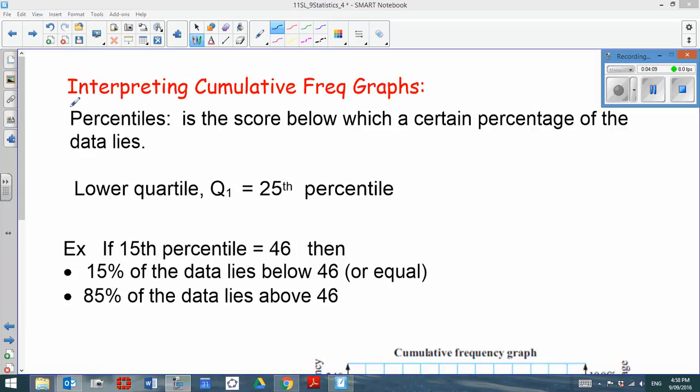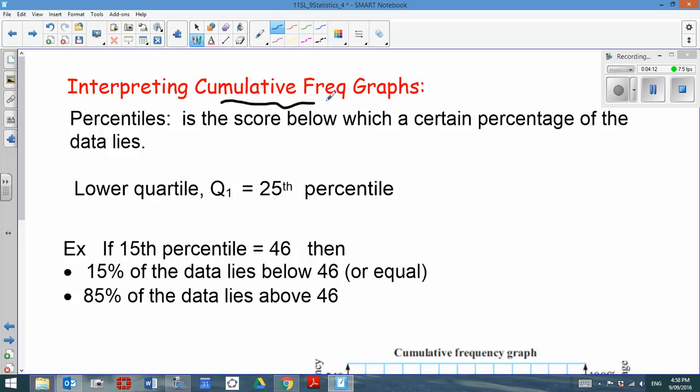So in order for us to actually interpret our cumulative frequency graphs or polygons, we do need to understand this idea of a percentile. So a percentile is when you have a score below which a certain percentage of the data lies. So for example, your Q1 is the 25th percentile, which means 25% of your data is at or below whatever that corresponding x value is. So looking at an example, if the 15th percentile is at 46, then what we would say is that 15% of the data lies below or equal to 46, which consequently means that 85% of the data would then be above 46, okay?